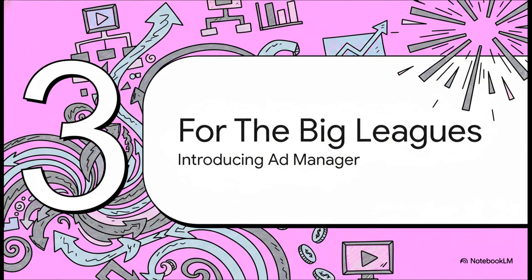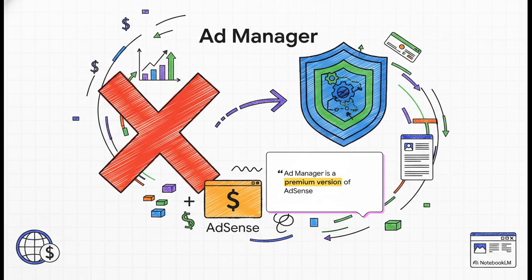But what happens when your project grows? What if you start signing your own ad deals directly with advertisers and you need way more control? Well, that's when you graduate to the big leagues. And we're talking about the one platform for publishers who are ready to seriously scale up: Google Ad Manager. Now, you've probably heard this before. A lot of people think that Ad Manager is just a premium version of AdSense, like AdSense with a few extra bells and whistles. But that's really not the whole story.